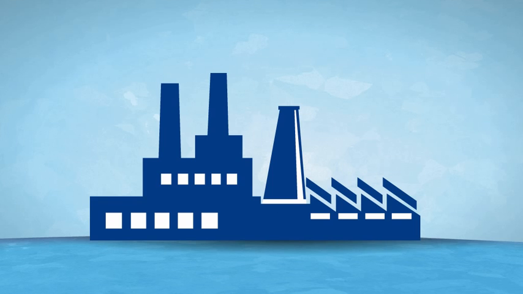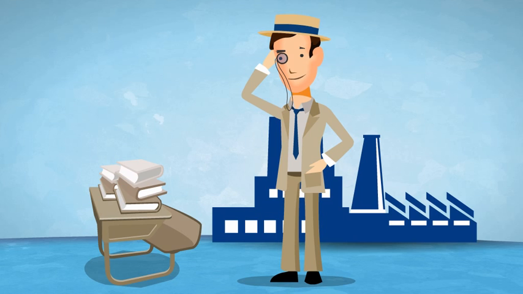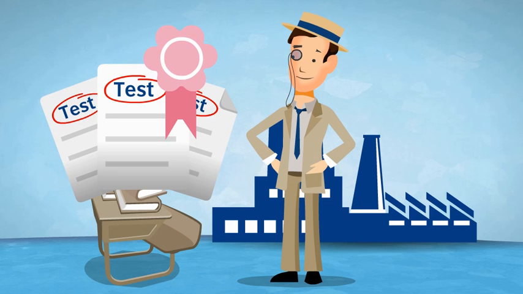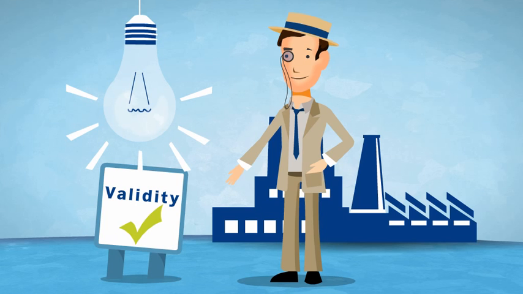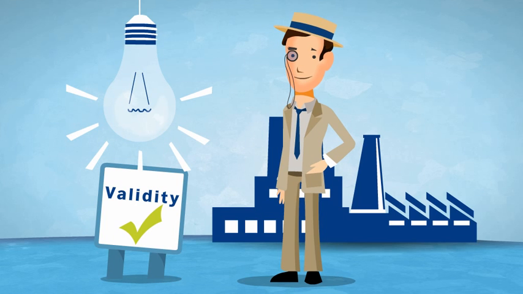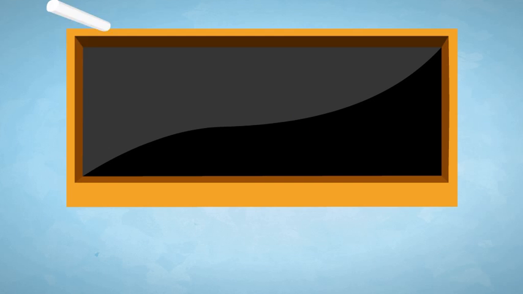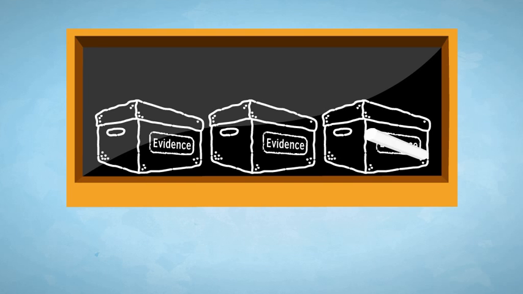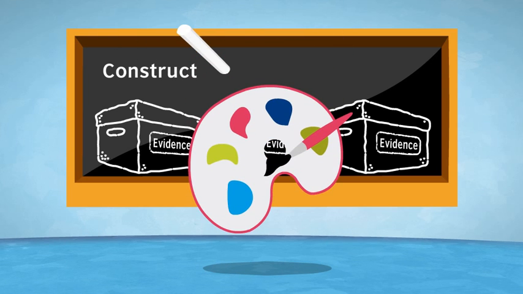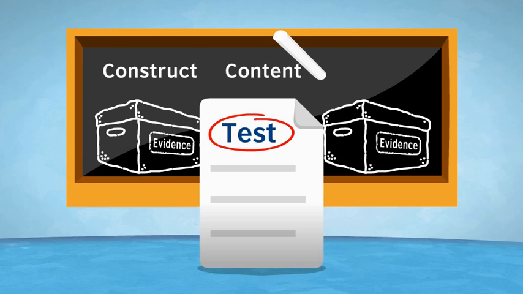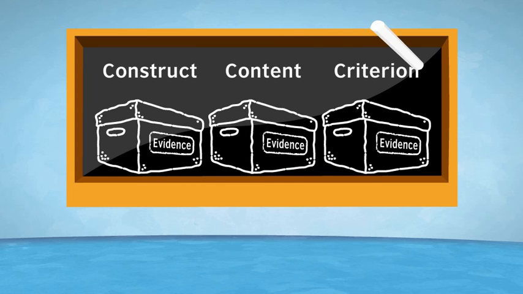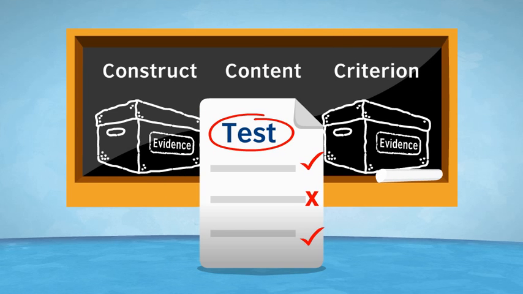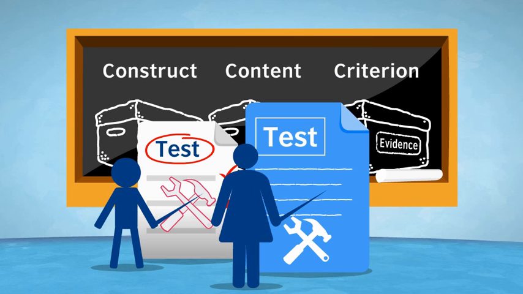Even before the birth of the testing industry, early in the 20th century, people were beginning to think about the quality of tests, and by the 1950s, the modern concept of validity was emerging. At that time, the feeling was that any one of three types of evidence was required. These were construct, the ability being tested, content, what the test contained, and criterion, how the test outcome compared to other measures of the same skill, for example, from another test or from a teacher.